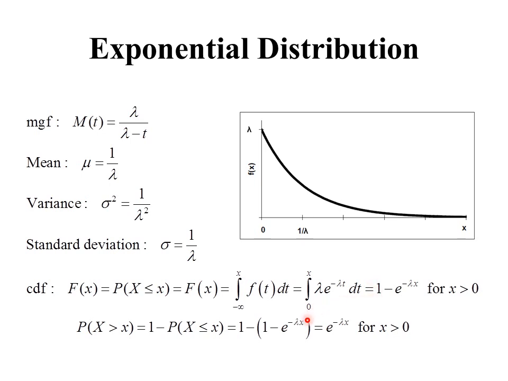Okay. Another common type of probability that comes up with exponential distribution is the probability that X is greater than x, and a very simple formula for that is e to the negative lambda x for x greater than 0.